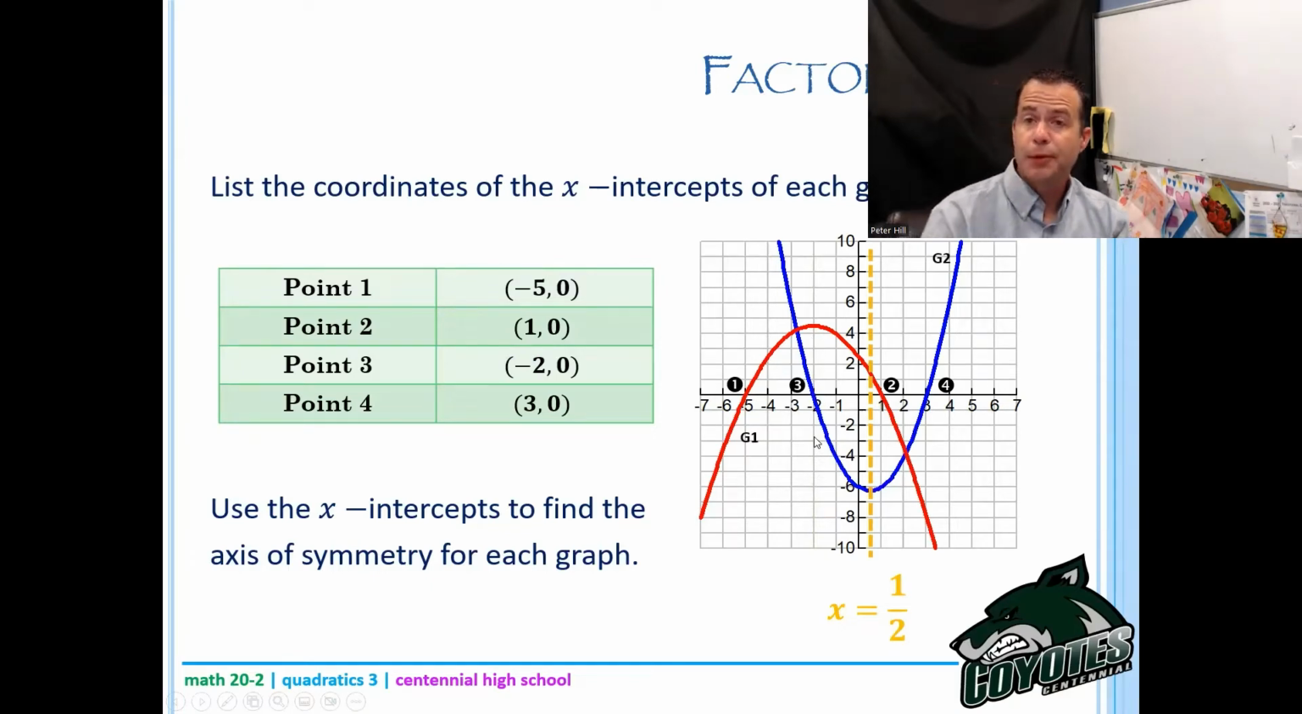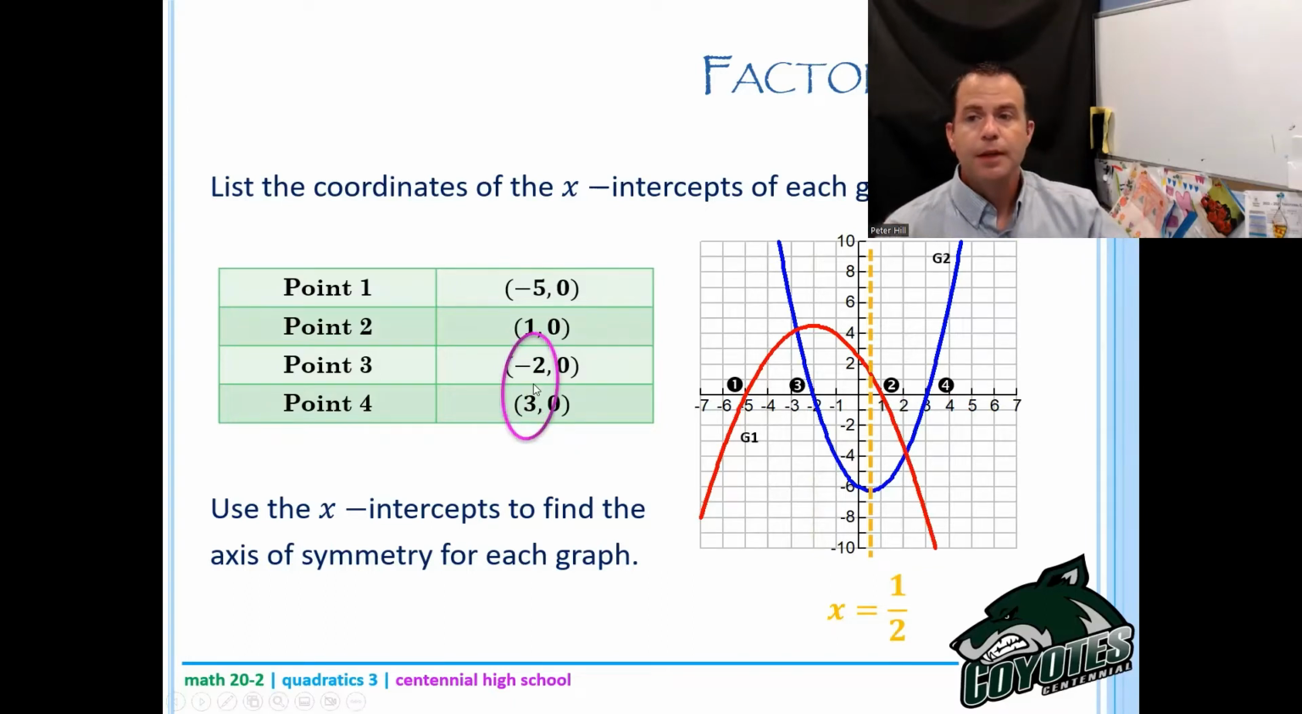For you, on your paper, it's the graph opening up. But take a look, I can do the same thing. I can take the average of -2 and 3. -2 plus 3 is 1, and then 1 divided by 2 is a half.